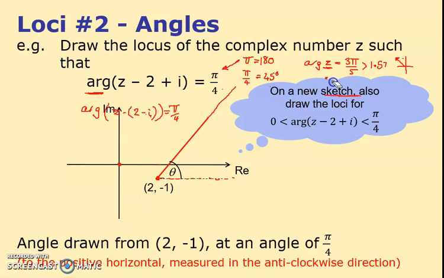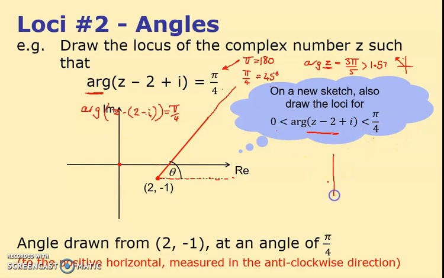Result. There. Luckily it was still there as well. Now this, it says draw this, and it says draw on a new sketch, also draw the loci for the... alright, now it's the same thing as I drew over here, but now it's between 0 and pi by 4. Now it's not equal to pi by 4, it's saying it's between 0 and pi by 4.